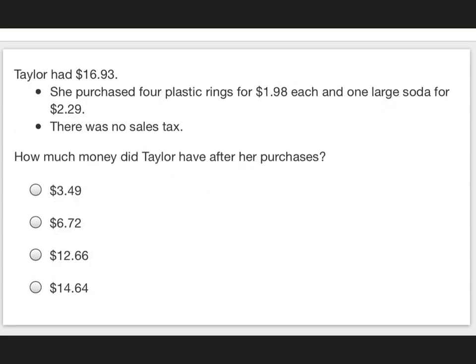This is another one of those multi-operational problems. So we're going to look through what information they give us, and then we'll figure out what we have to do. So on this one, it says Taylor had $16.93. Okay. So she has that now. She purchased 4 plastic rings for $1.98 each and 1 large soda for $2.29. We're not worried about sales tax. So they want to know how much money did Taylor have after her purchases.